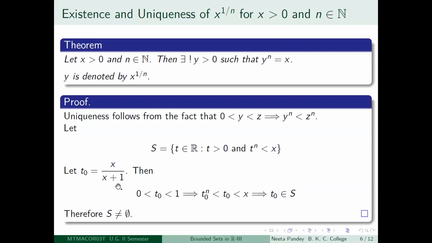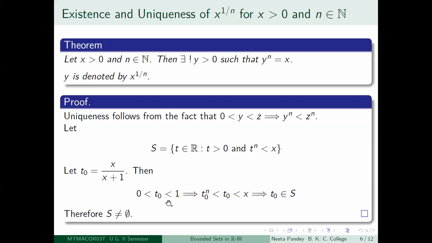You can look at this real number, x divided by x plus 1. Call this t0. Clearly x is positive, this is our assumption, so t0 is going to be greater than 0. And look at the fraction x divided by x plus 1. So t0 is going to be less than 1. So t0 is a real number between 0 and 1.